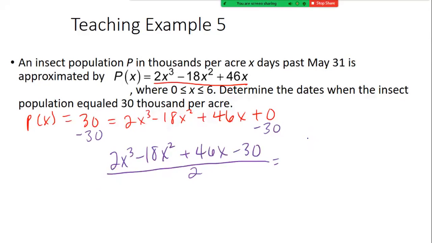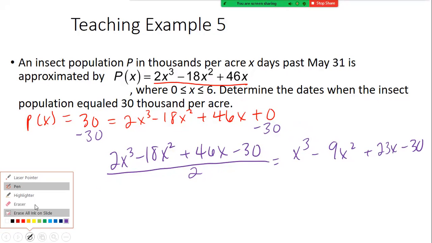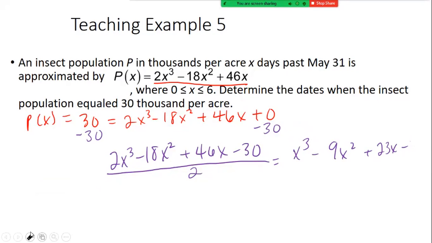And when I divide everyone by 2, I'm left with x cubed minus 9x squared plus 23x minus 15. That's right. I don't know where I got my number from. Just making sure you're paying attention. Just making sure you're alert. All right. So then now I'm here and I'm like, okay, well, what else can I do? I can make it smaller. At this point, I don't see anything I can factor this with, but what can I do? To the calculator.